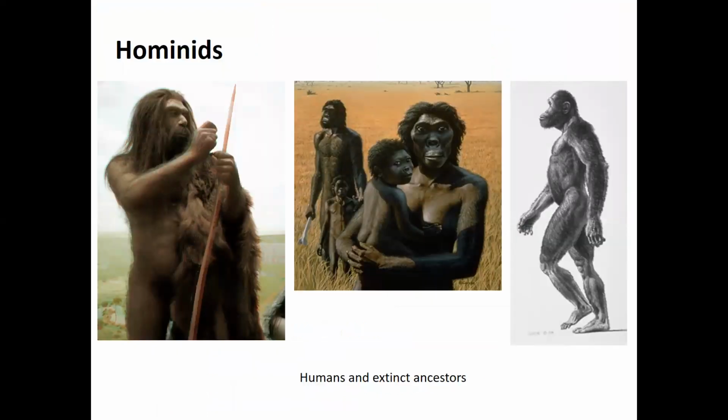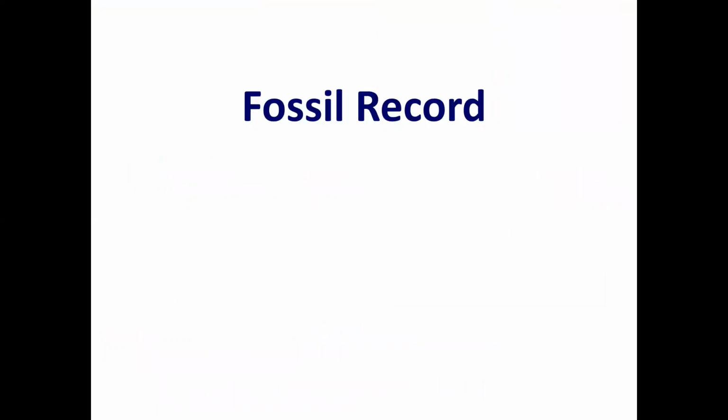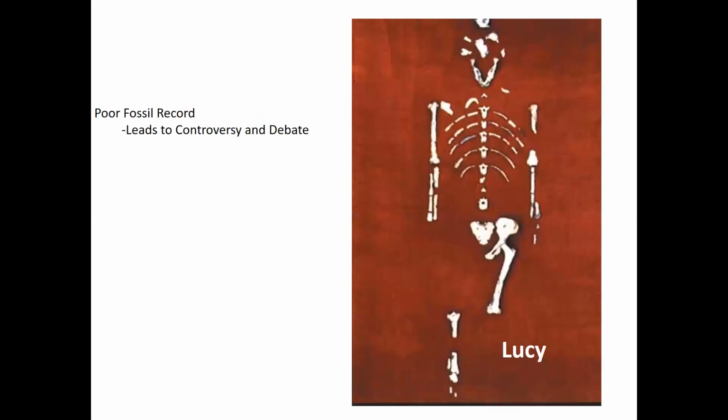So, as I mentioned, hominids include humans and their extinct ancestors. We have some pictures of some of them up here. So we learn about these hominids through the fossil record. It's fairly poor. We have some fossils, but because the fossil record isn't extremely complete, it does lead to some controversy and debate.